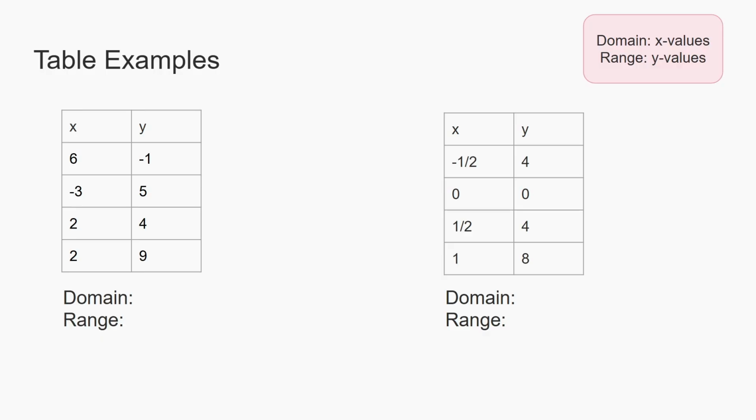So, our domain is our x value, so we're going to look at the x side here for our domain. And we want to practice writing it in increasing order, so we're going to write -3 first. 2 is next, but we only need it once because we're using set notation. And then we have 6. Now, let's look at the range. Also in increasing order, we're going to go with -1 first. Then we're going to do 4. Then we're going to do 5. And then we're going to do 9.